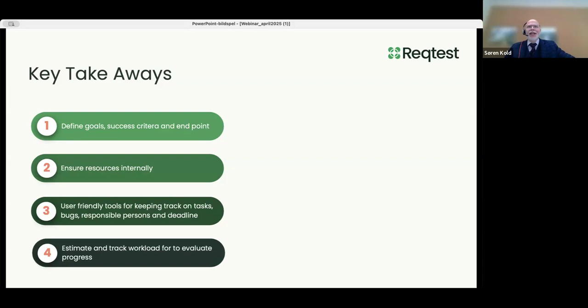And the last point now. Yeah, do remember please to estimate whatever load you have for the single people so they know what is expected from them, and start tracking the workload so you can see how far we are into the process. If you don't have an idea of how many hours you're gonna need, and you don't know how many hours you actually have spent, you will never learn for the next project.